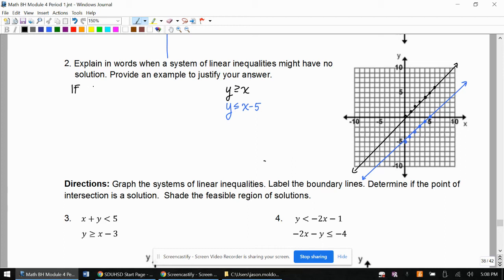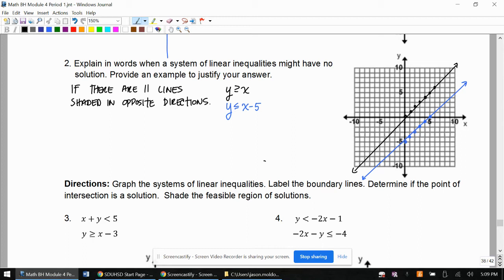So we'll put something like, if there are parallel lines shaded in opposite directions, then we have no solution.